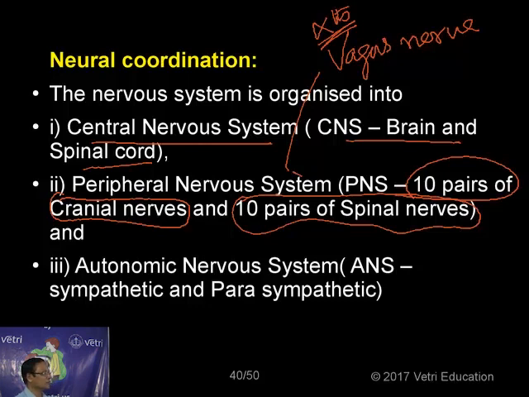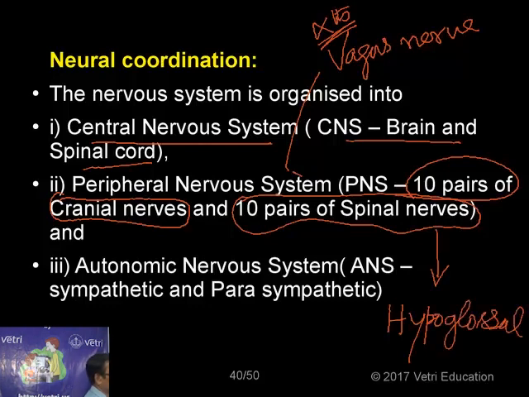Now there are 10 pairs of spinal nerves in the frog, whereas we have 31 pairs. Those nerves arising from the lateral sides of the spinal cord are called the spinal nerves. Of the 10 pairs of spinal nerves, the first spinal nerve is called hypoglossal.